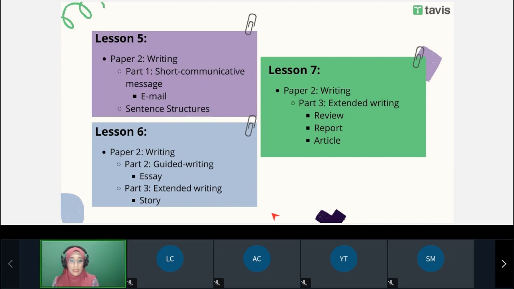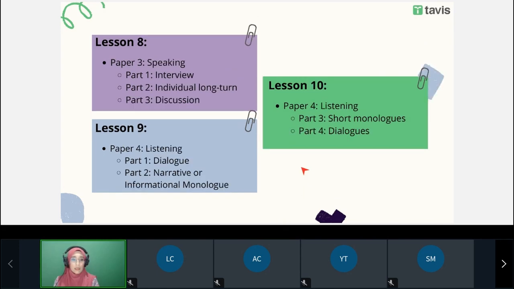So moving on to the next one. The other three lessons. Lesson 8, we'll be doing speaking. And lesson 9, we'll be doing listening. And together with lesson 10, we'll be doing listening as well.